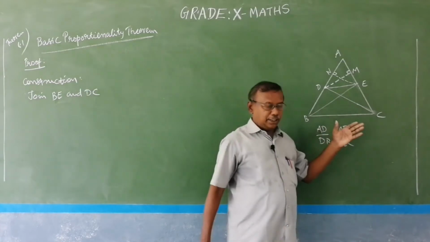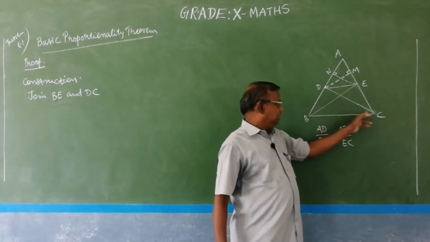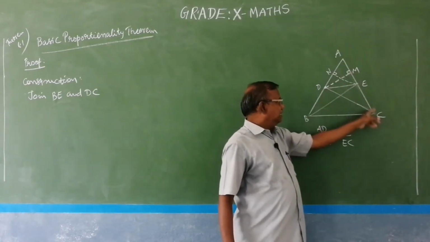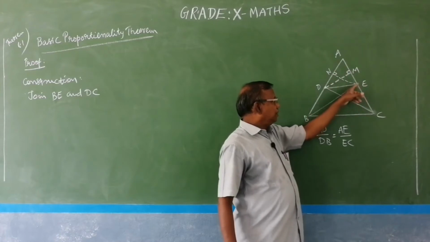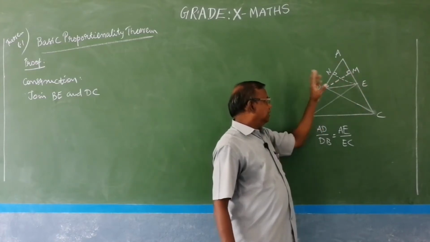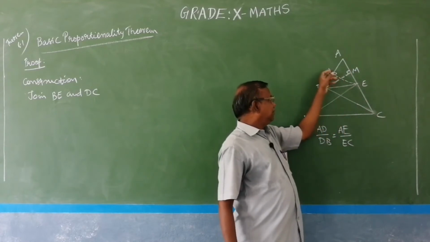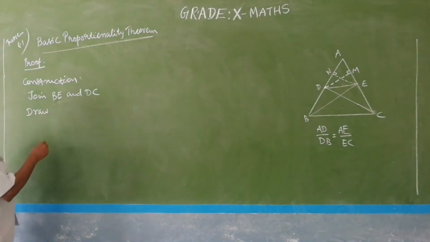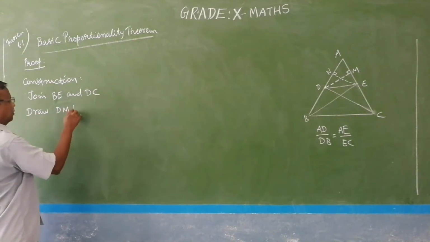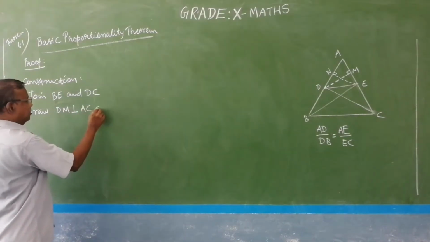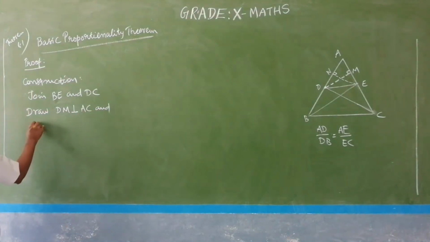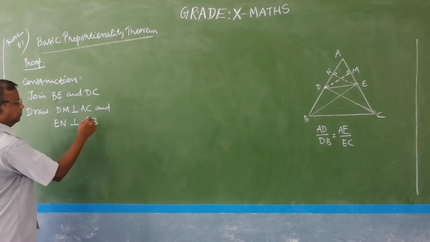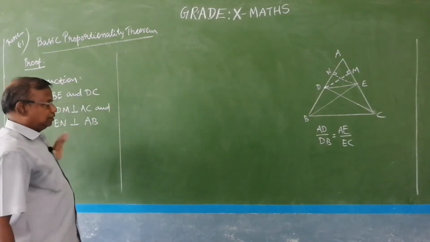Now in the construction, join BE and DC and draw two perpendiculars, one from D to AC, let it meet at M, and another perpendicular from E to AB that meets at N. So DM perpendicular to AC, EN perpendicular to AB. So this is the construction.